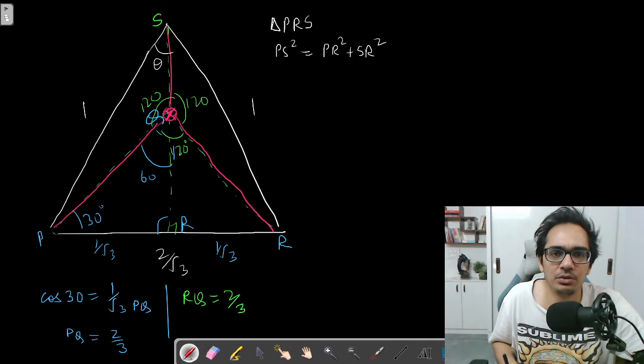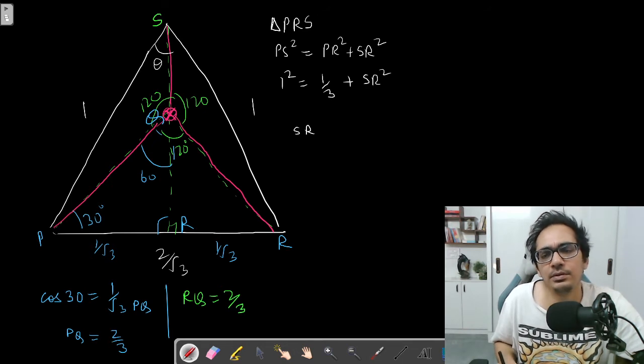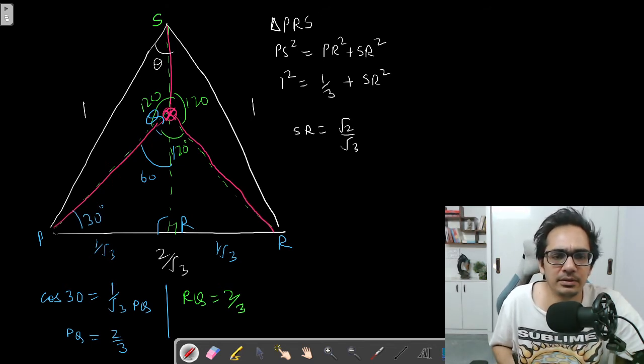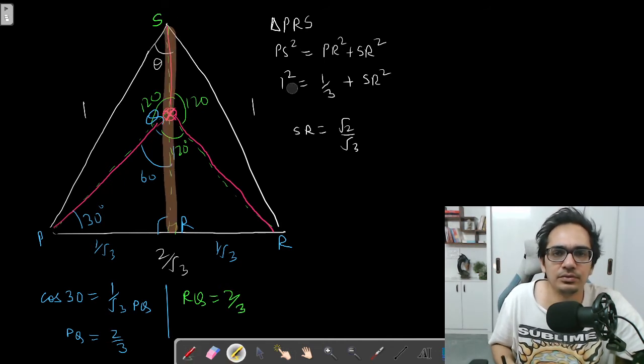So PS is equal to 1, PR is equal to 1 by root 3. So 1 equals 1 by 3 plus SR square. So SR square is equal to 1 minus 1 by 3, which is 2 by 3. So SR is root 2 by root 3. So this is your SR, S to R. This full length we have calculated from S to R. Now we have to calculate SQ.